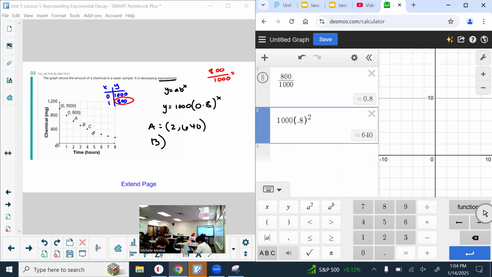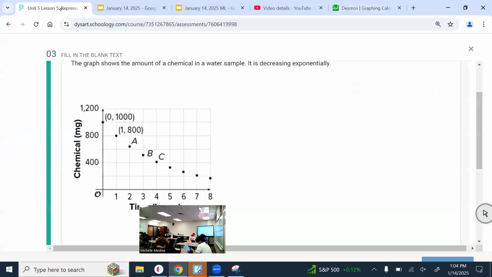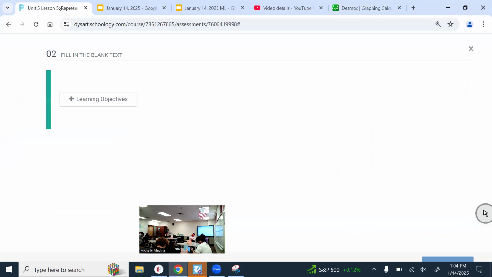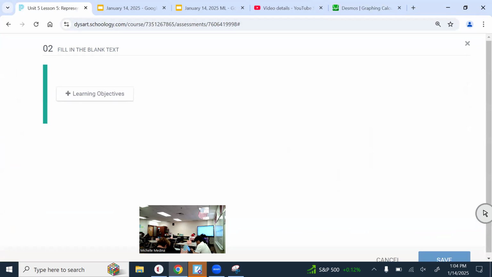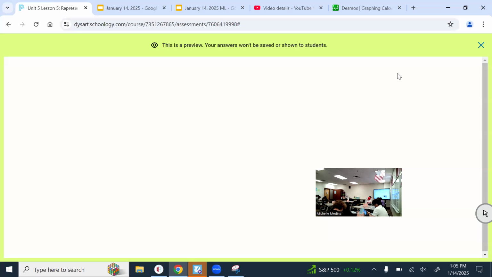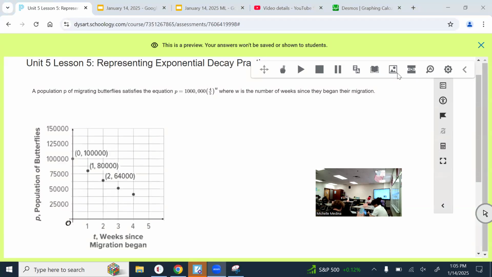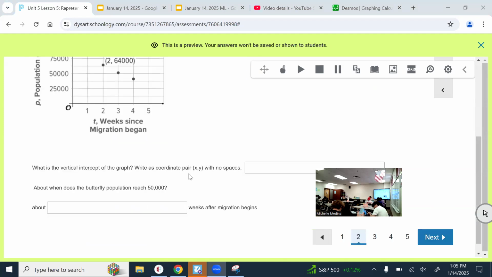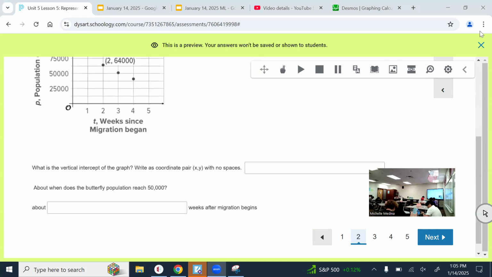Let's try question 2 on lesson 5. Okay, so number 2 on lesson 5, a population of migrating butterflies satisfies the equation shown there, where W is the number of weeks since they began their migration. What's the vertical intercept? Write it as a coordinate with no spaces.